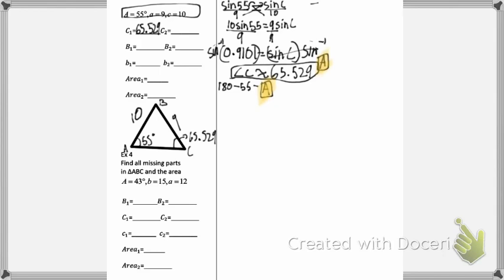So I got angle B. Angle B approximately equals 59.471. So right, 59.471, and then here 59.471. And let's save this as letter B. So B.